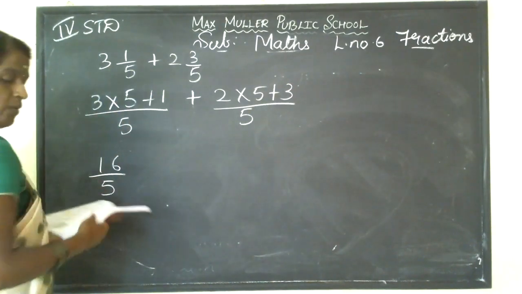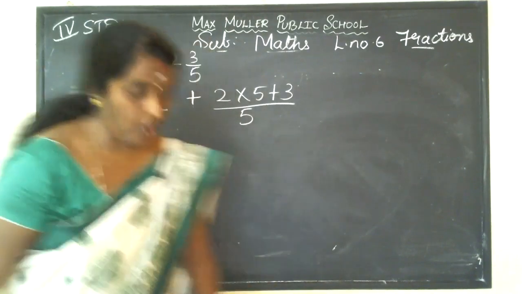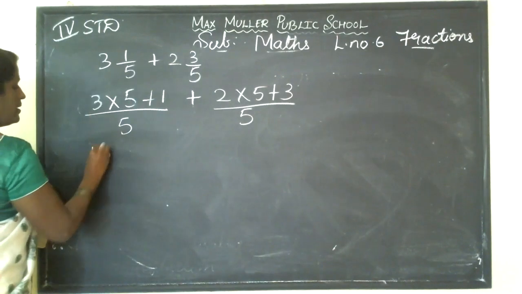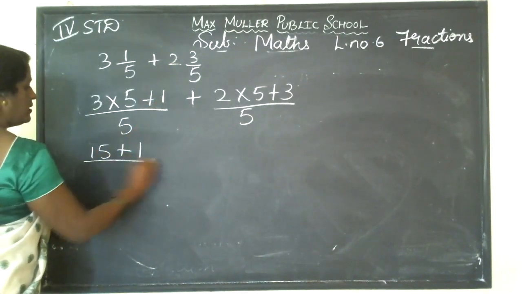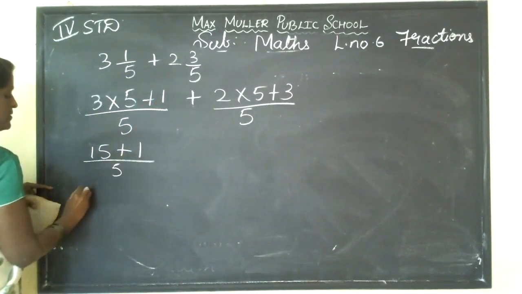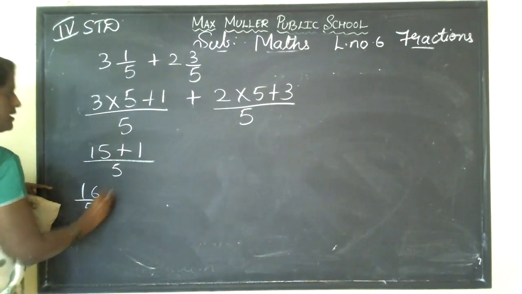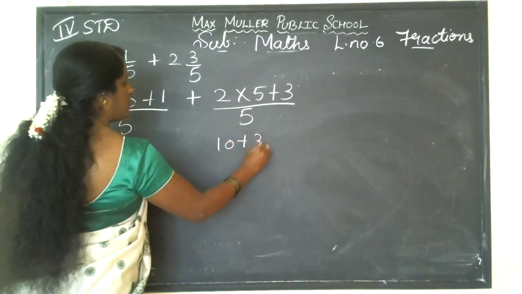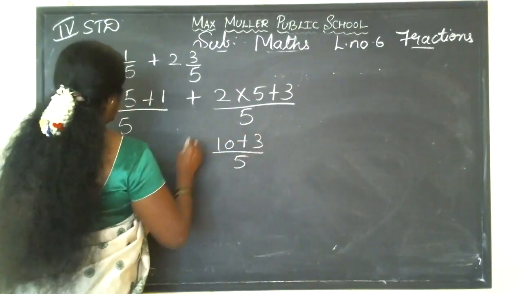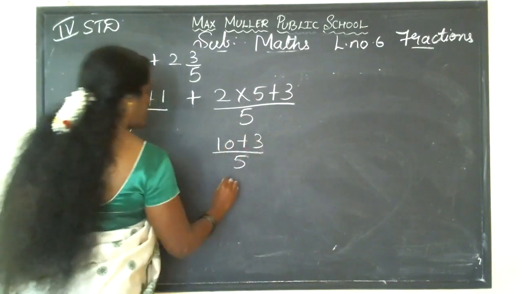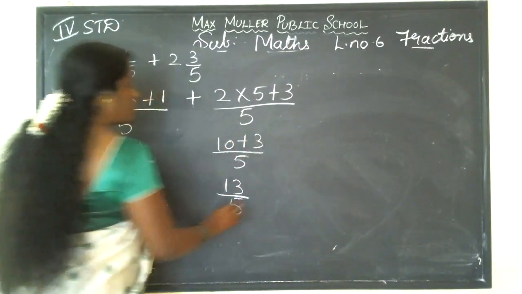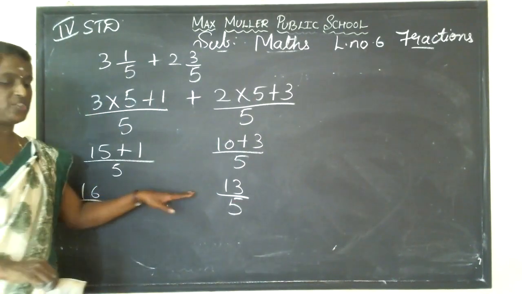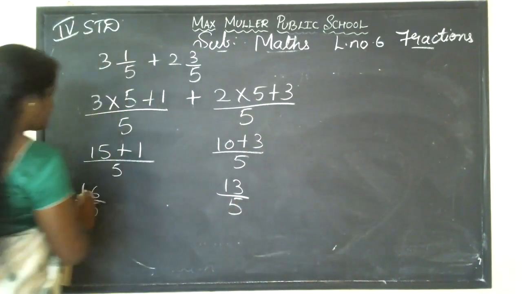If you want the direct method, here. See, 5 threes are 15 plus 1 by 5. 15 plus 1, 16 by 5. Here, 5 twos are 10 plus 3 by 5. So, 10 plus 3, 13 by 5. So, this is improper fraction. This is improper fraction. So how much is the answer here?